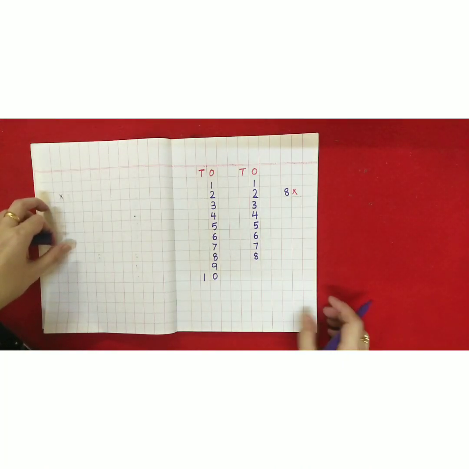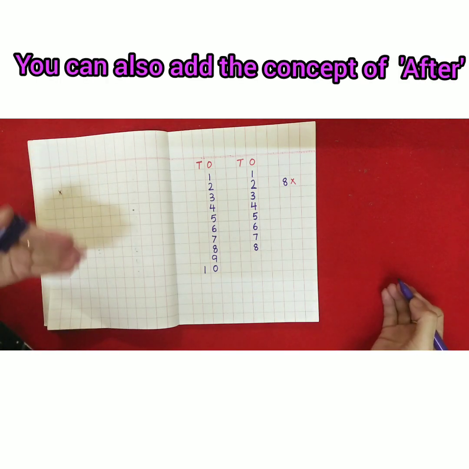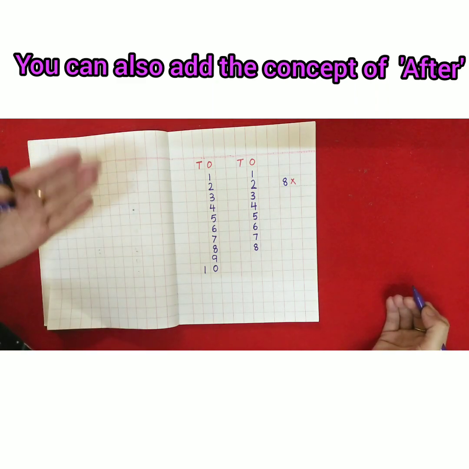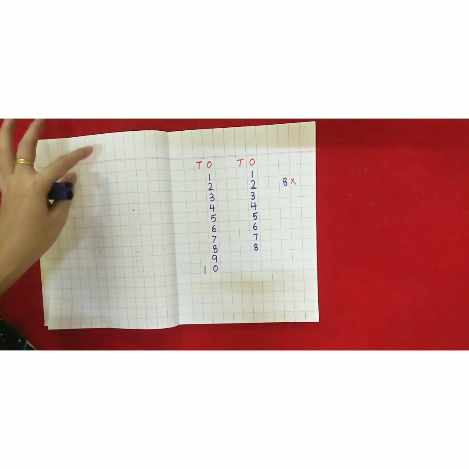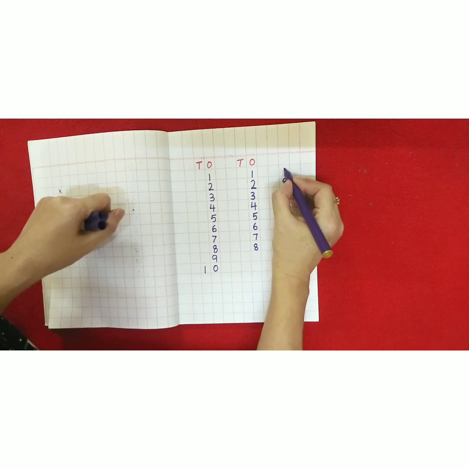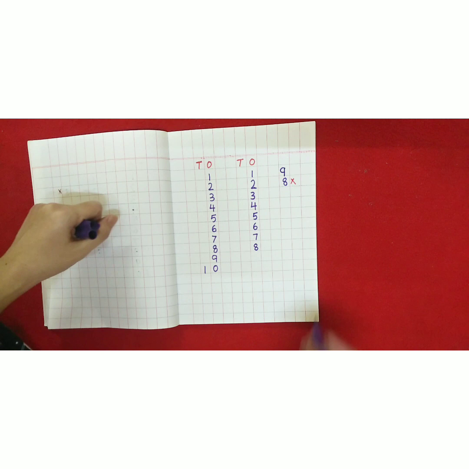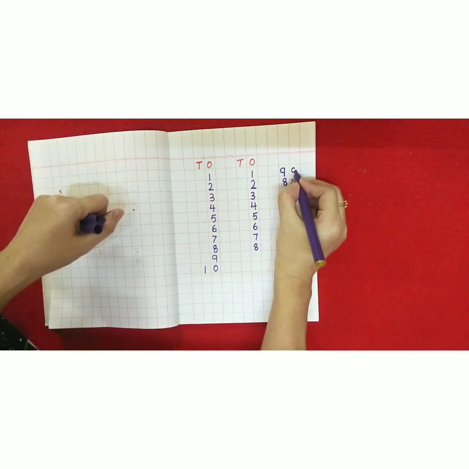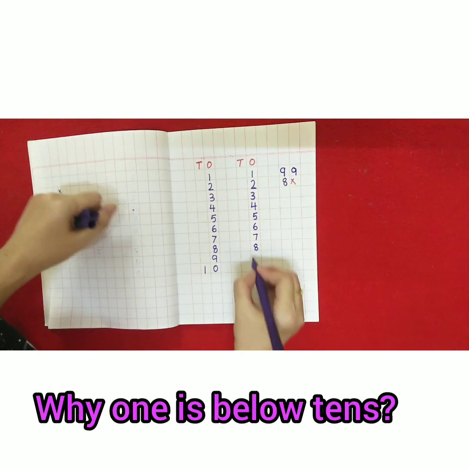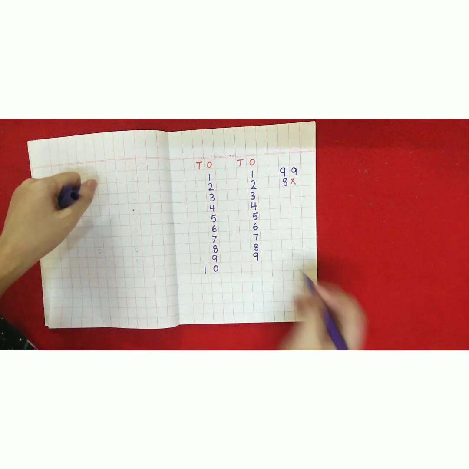Now what comes after 8? 9. You can also teach the children, like what comes after 1, what comes after 2 and so on. So what comes after 8? 9. There are two ways of writing 9. First, you can make a right curve and a standing line, or a circle and a standing line. But I think this is much better: a right curve and a standing line.